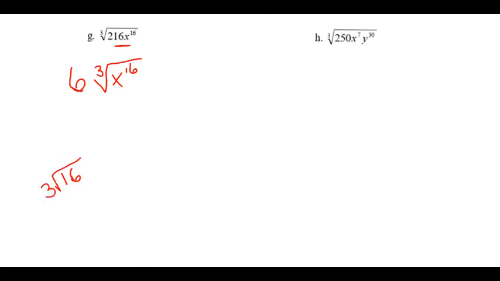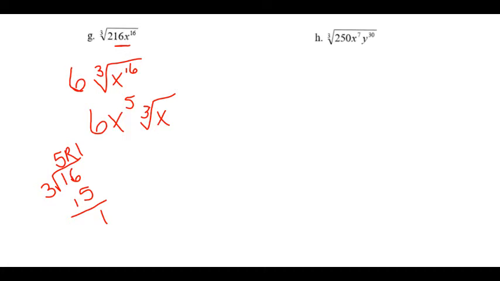3 goes into 16 5 whole times, and 3 times 5 is 15. So we have a remainder of 1. So that means I'm going to have 6. I'm going to bring out x to the 5th power, but then underneath my radical, I'm still going to have 1x left over. So it'll be 6x to the 5th times the cubed root of x.